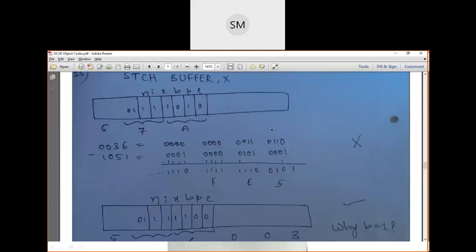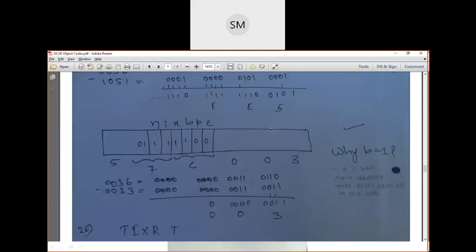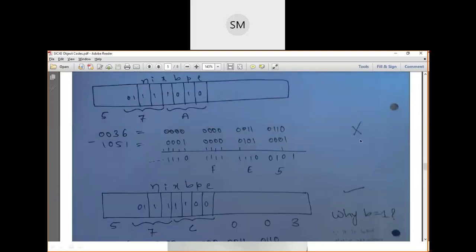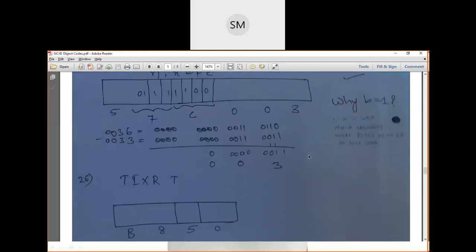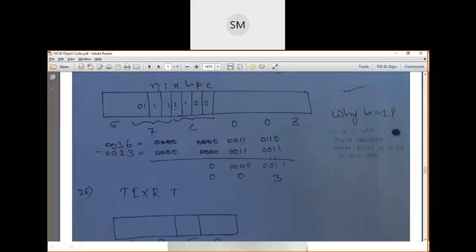Sorry, since I have written here, it is the wrong method. This is the right method. Since you are using the indexed addressing mode, there is no need to use the P here, because if you use the program counter also, because of that range whatever I had told you, the displacement will not fit in that range.